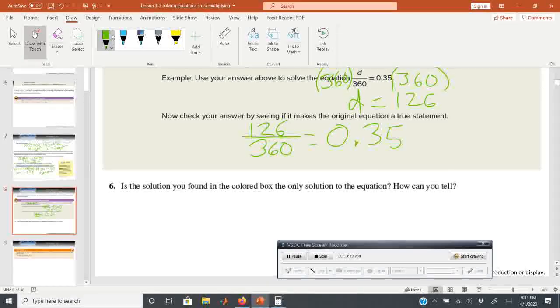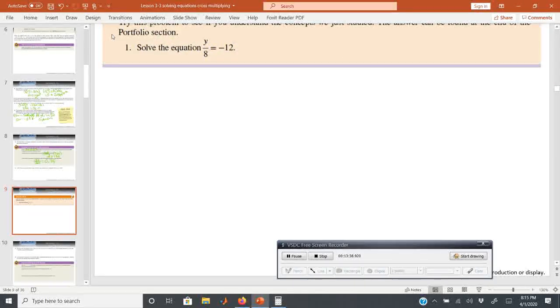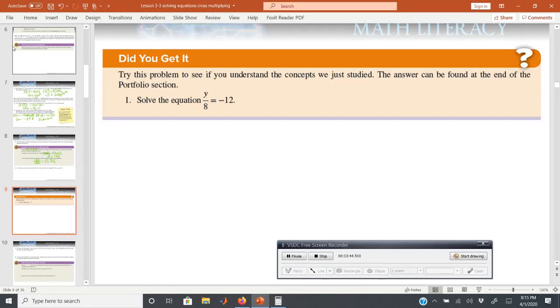And now check to see if that's true. Well, that means we need to put 126 where D was. D was waiting for a number. That's a variable waiting for a number. Let's see if 126 is really that number. So 126 divided by 360. Yes, that gives us 0.35.